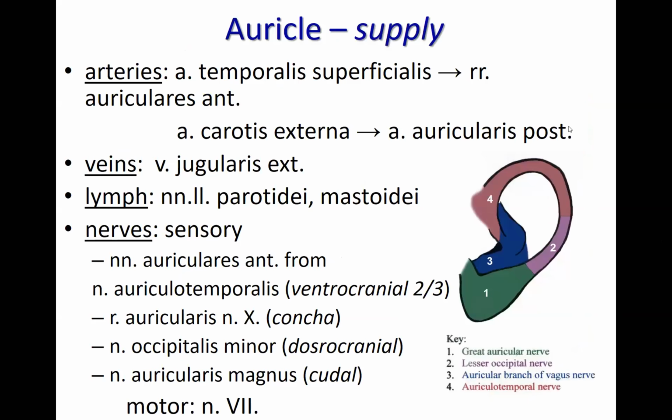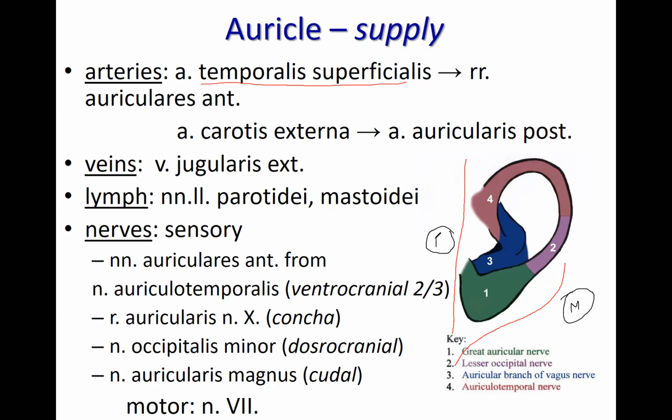Okay, that's for the structure, and now supply. If you imagine where the auricle is situated, where it's located, it's on the temple. So it's supplied by superficial temporal artery, and you can palpate this artery ventrally to the auricle. So it ascends here. Yeah. And another branch from external carotid artery is posterior auricular artery, which is located behind. The veins are homonymous and they drain into external jugular and internal jugular vein. And the lymph nodes are located ventrally, parotid ones, and dorsally, mastoid ones. Yeah?